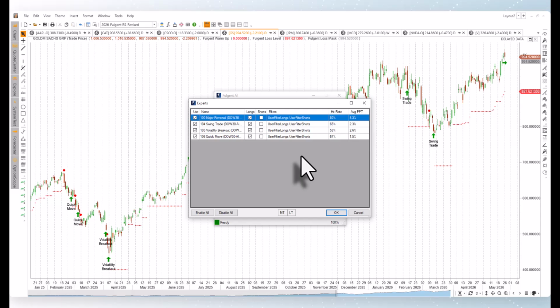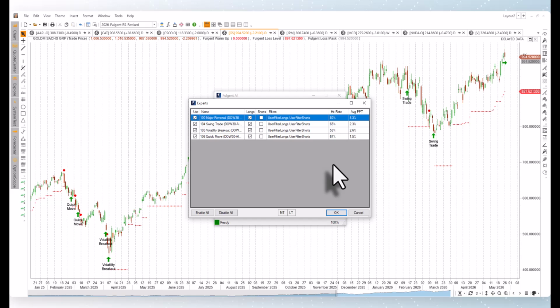Now, the major reversal is a nice position trade. They don't happen that often, but when they do happen, they're quite profitable. You can see over the 5,000 bar trading days, 80% accuracy, average profit per trade over the testing period was 8.3% over thousands of trades. The swing trade strategy, a classic swing trade strategy, that's 65% accurate, happens quite a lot, and it's 2.3% average profit per trade.